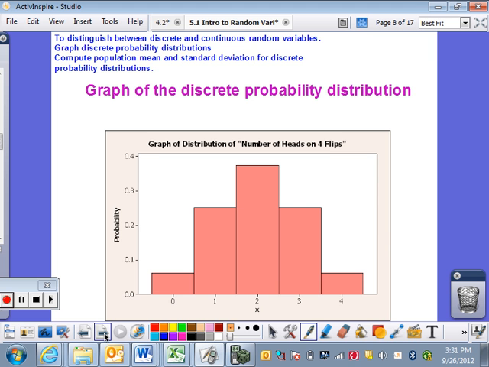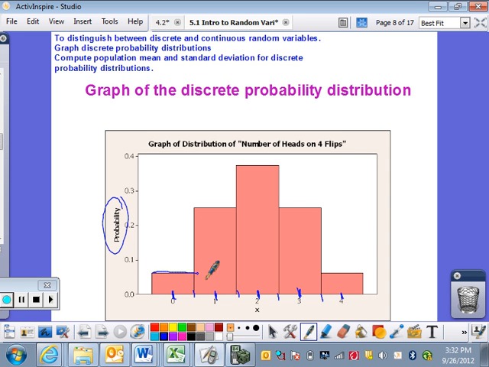How do they show it? This is a graph of discrete probability distribution. This is no different than what we've done before. Essentially, this is a histogram. The midpoint of your classes are the number of times the head shows up. Okay, your bars go halfway between, plus or minus 0.5. That's all that's happening. And then they have the probability going up on the y-axis.